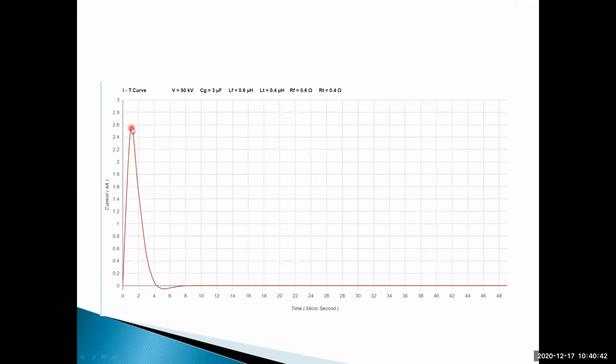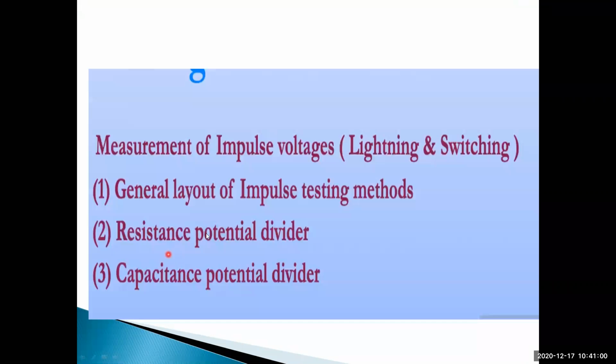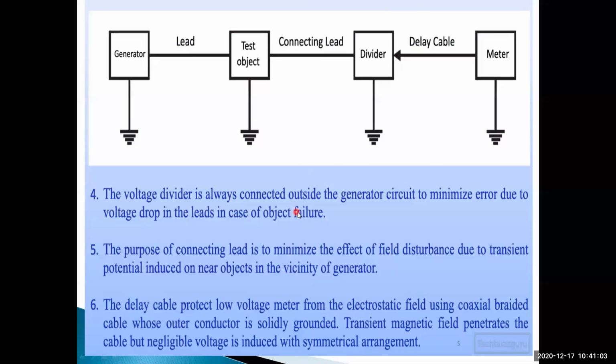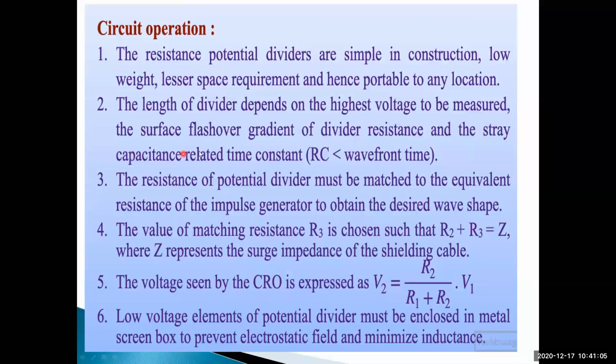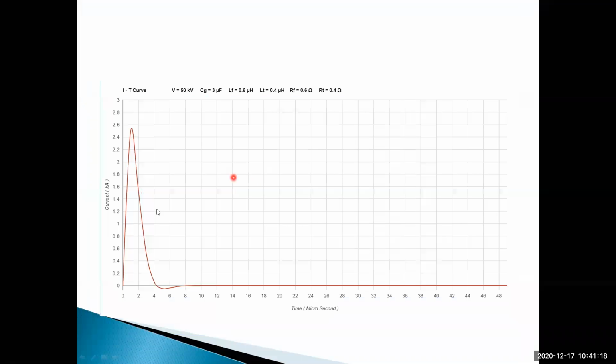Here, up to here, it's called wave front time. 50% means here 2.6 approximately. Here there is a 50%. This time is called wave tail time. So 0 to this time is called wave front time. By maintaining RC less than the wave front time of the circuit, the stray capacitance effect will be minimized. Otherwise, there is a disturbance in the wave front time and wave shape.